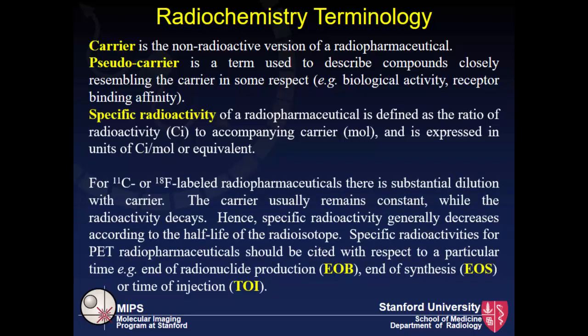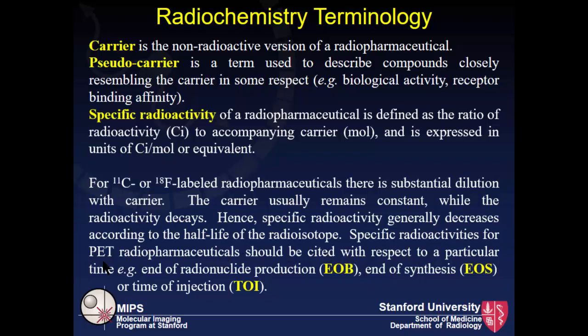Carbon-11 and F-18 labeled radiopharmaceuticals can oftentimes be diluted with carrier, which can be introduced through a lot of natural factors. For carbon-11, it could be the CO2 that we breathe out. That's all available and can confound the specific activity. For fluorine, it could be residual fluoride that's in a lot of the chemicals and even within the glassware that we use. Specific activity also generally decreases according to the half-life of the radioisotope. The mass does not change within a given solution. However, as decay happens over this half-life, the radioactivity in the numerator decreases.